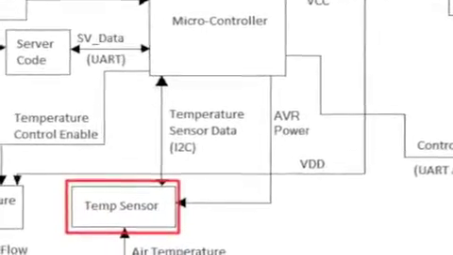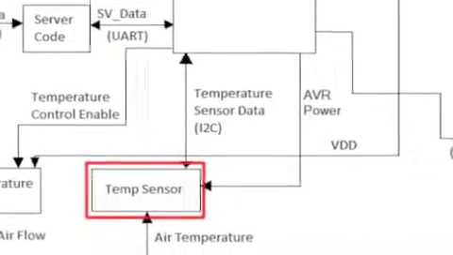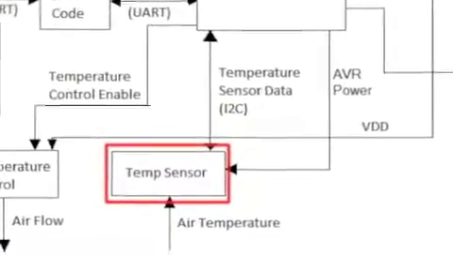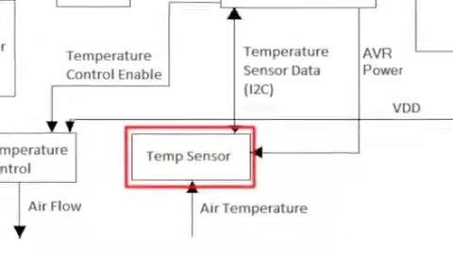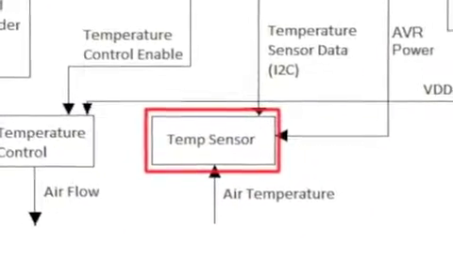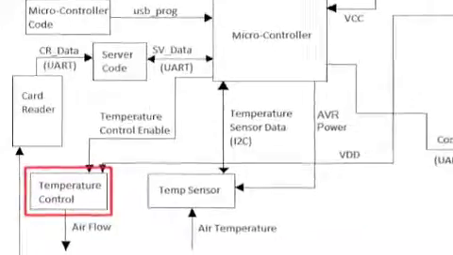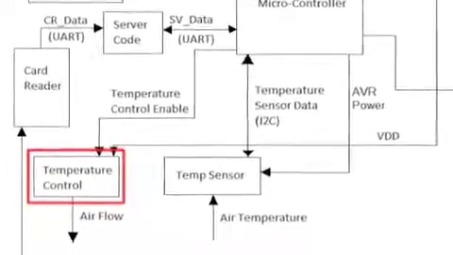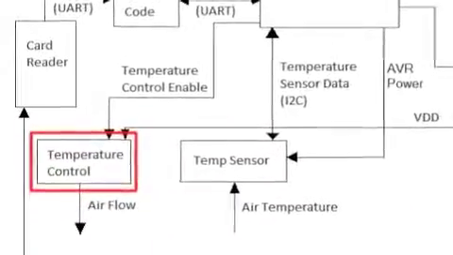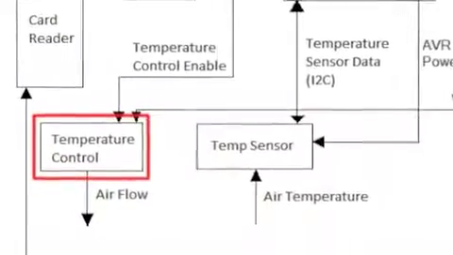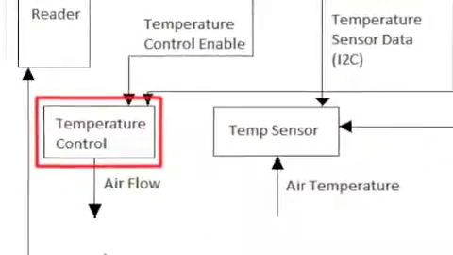The temperature sensor detects the ambient air temperature inside the vending machine and outputs a corresponding voltage between 2.5 and 5.5 volts to the microcontroller. The temperature control receives input from the microcontroller and turns on a cooling fan if the temperature is determined to be greater than 115 degrees Fahrenheit.